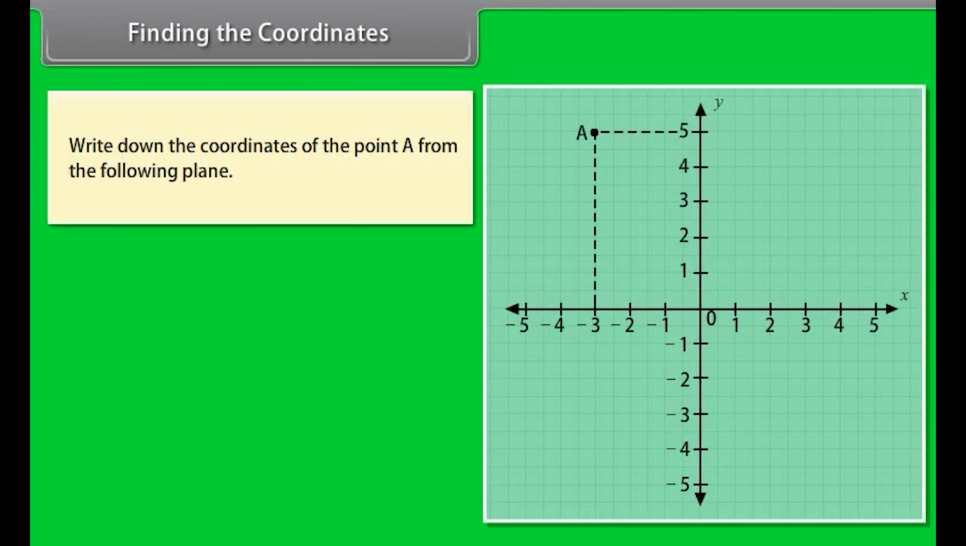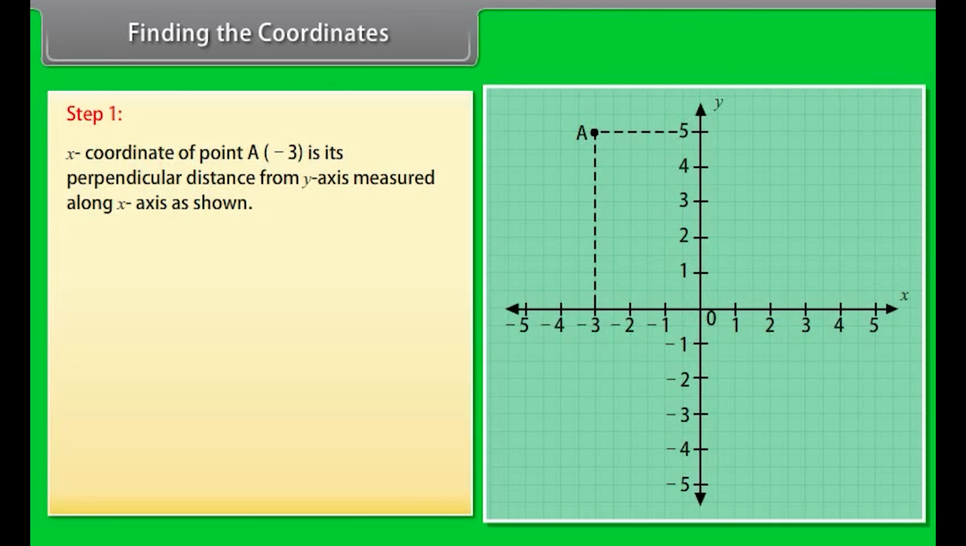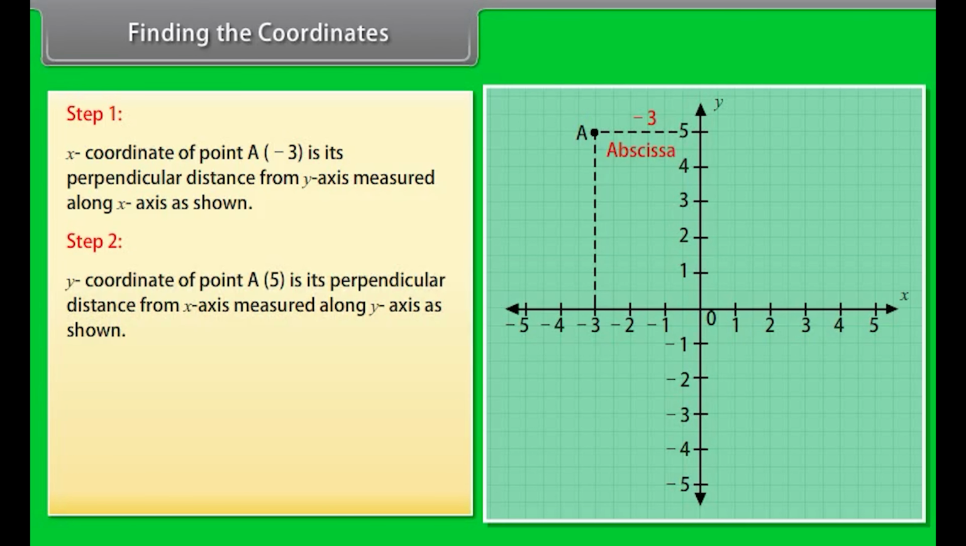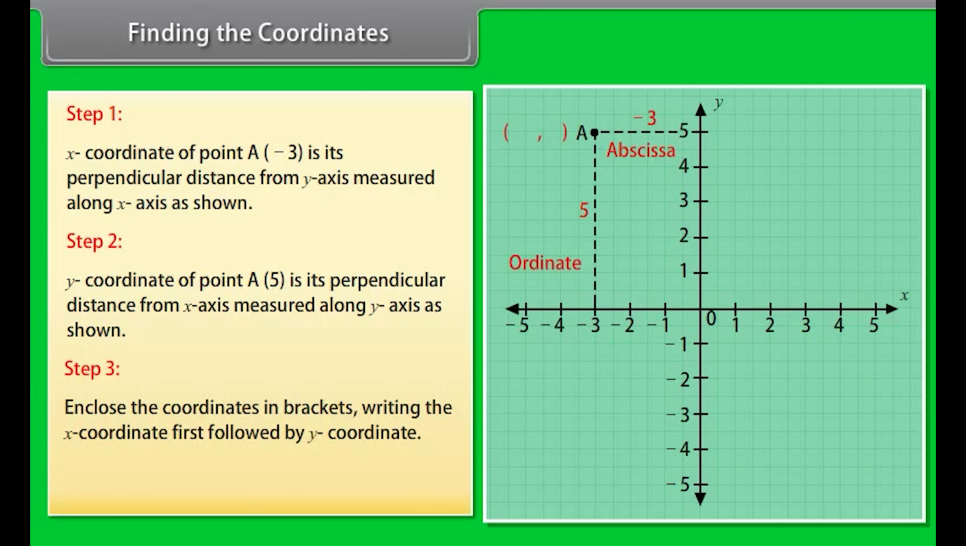Finding the coordinates. Write down the coordinates of the point A from the following plane. Step 1. The x-coordinate of point A is -3, its perpendicular distance from the y-axis measured along the x-axis as shown. Step 2. The y-coordinate of point A is 5, its perpendicular distance from the x-axis measured along the y-axis as shown. Step 3. Now, enclose the coordinates in brackets by writing the x-coordinate first followed by the y-coordinate. Thus, the coordinates of point A are (-3, 5).